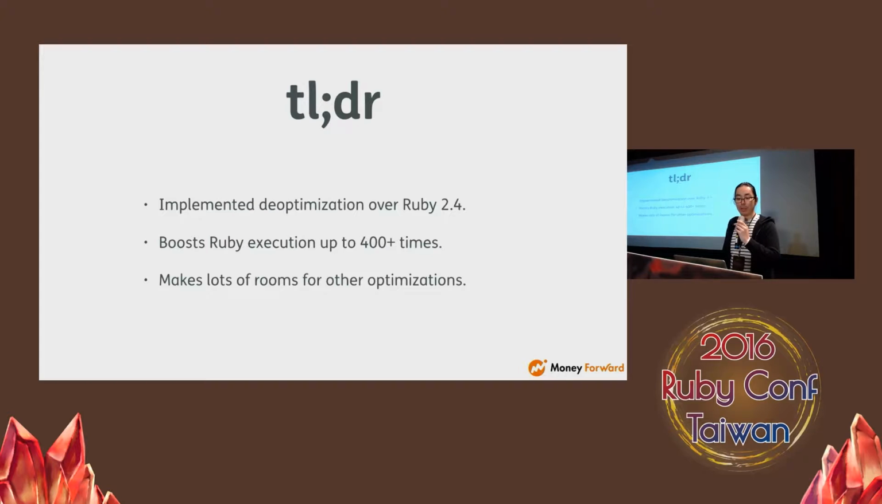Let me briefly overview my talk. I implemented what we call Deoptimization on CRuby version 2.4. Under some benchmarks I show you later, it boosts execution up to 400 times depending on the benchmark. Also, because this is the first attempt of this kind, it made lots of room for future optimization.